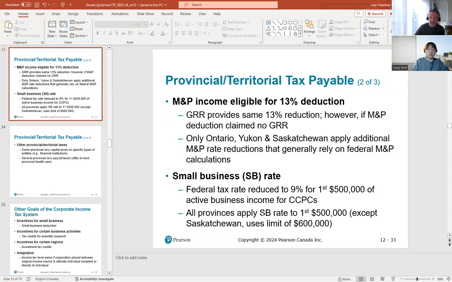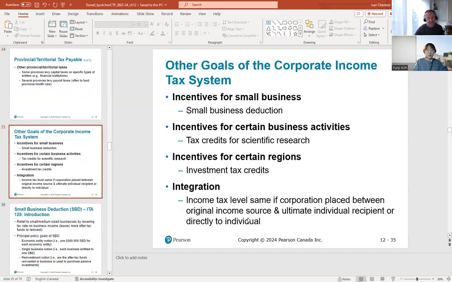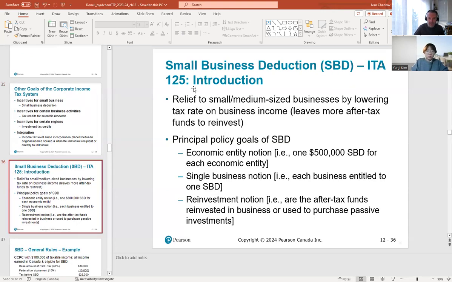Now, not all provinces apply the small business rate reduction on the first $500,000. Saskatchewan, 600,000, but since we're not in Saskatchewan, we don't have to worry about this. So I guess the maximum is 500,000. That's how we're going to remember it. So there are other goals of the corporate tax, incentives for the small business. Obviously we want to encourage small businesses by giving the small business deductions. We're also going to incentivize the tax credit on scientific research. If you go in that direction, there will be more deductions, and all those things.